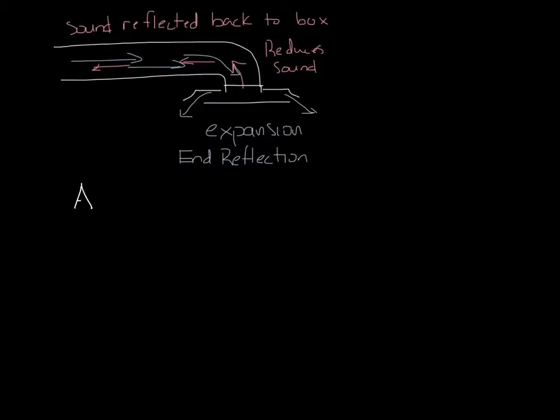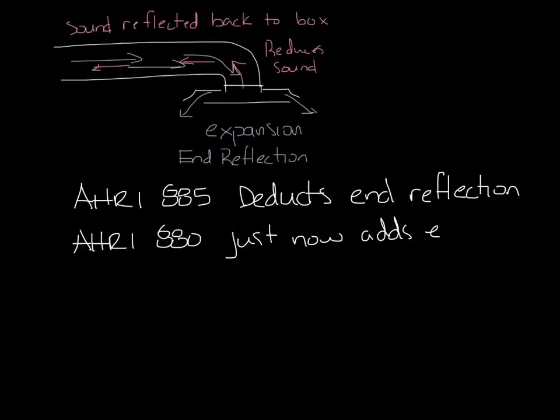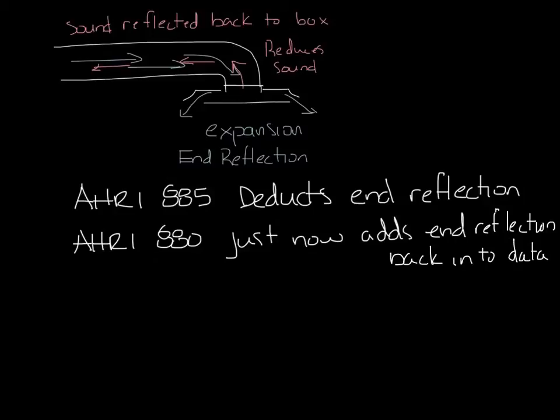So for years, AHRI 885 has allowed the deduction of EndReflection data in the NC calculation. But interestingly, not until the current version of AHRI 880, which is the test method for VAV boxes, which went into effect in January 2012, were manufacturers required to add EndReflection back into the raw sound power data that's cataloged. Basically, the standards were deducting the sound that had never been added back in.